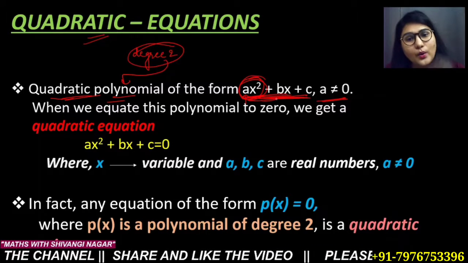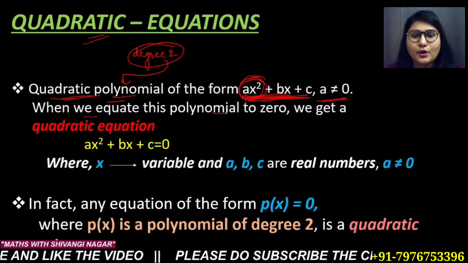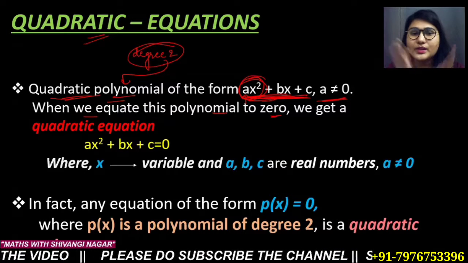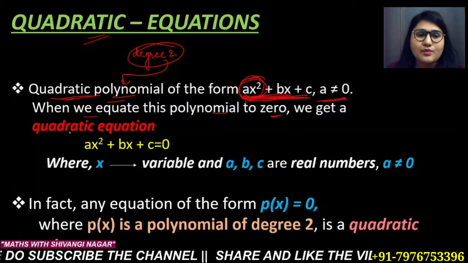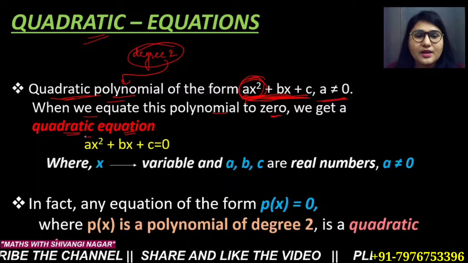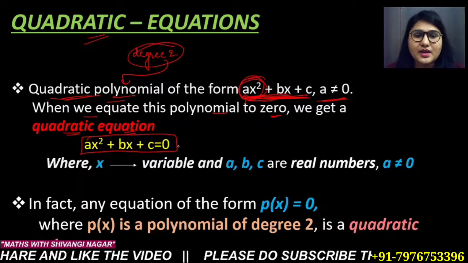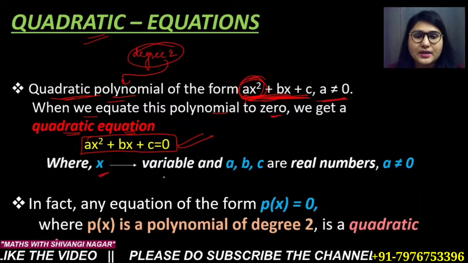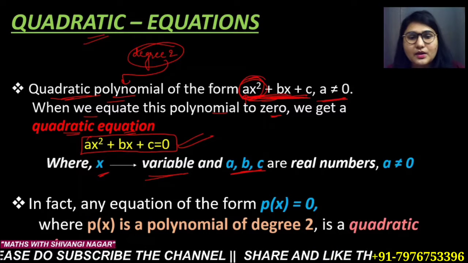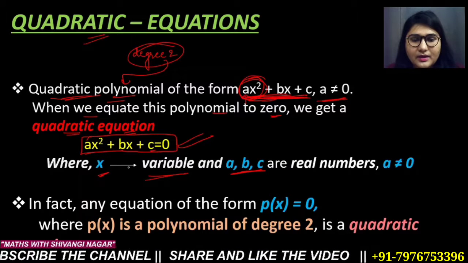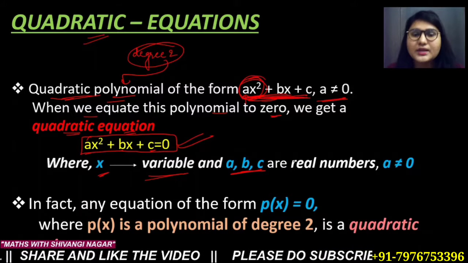Now, when we equate the quadratic polynomial to 0, the polynomial enters into an equation system, so we call it a quadratic equation. The standard appearance of a quadratic equation is ax square plus bx plus c equals 0, where x is the variable in which the quadratic equation is written, and a, b, c, which you see in the first term, second term and the last term, are the constant coefficients.